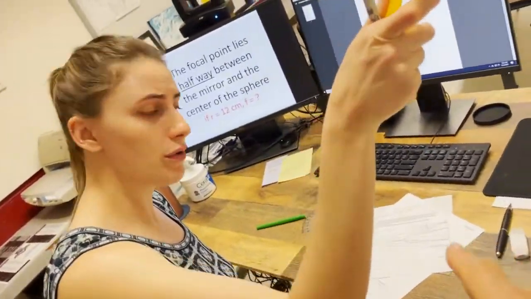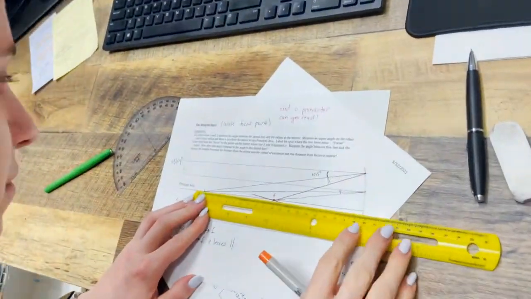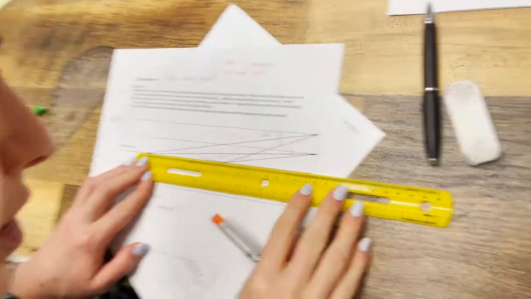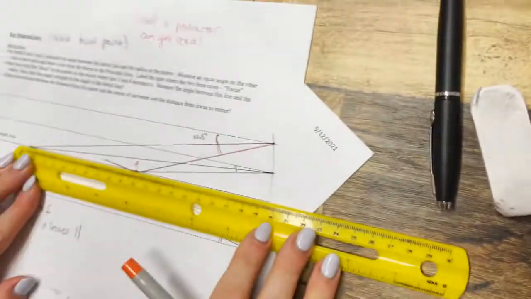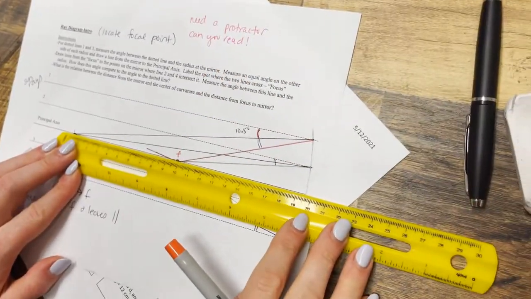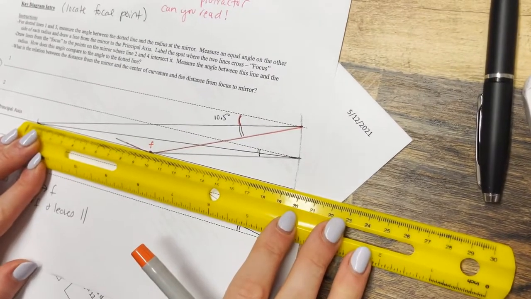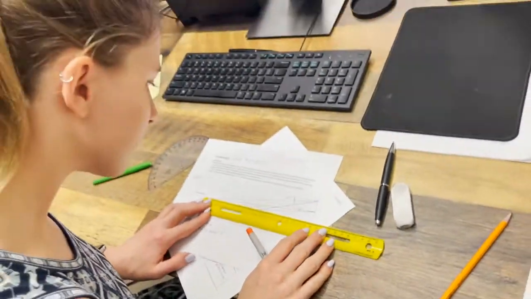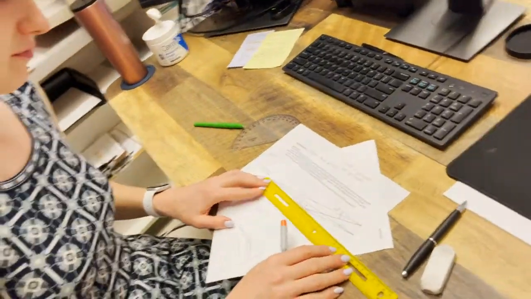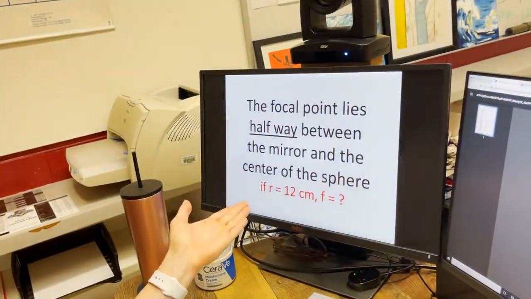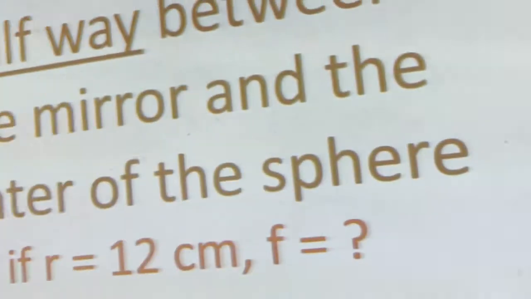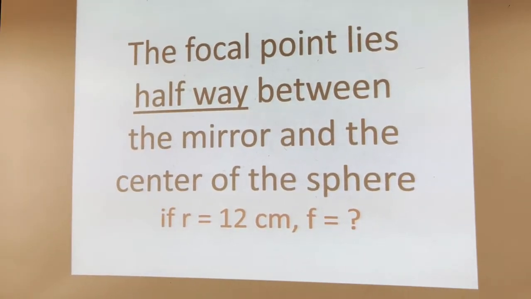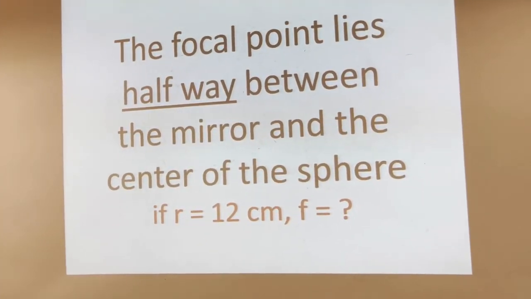So we just said, take a look at the screen again. The focal point. Measure the radius from here to the mirror. We get about 19.5. And then what's the focal point? 9 3/4. So that's about halfway, right? Yeah. So the focal point lies halfway between the mirror and the center of the sphere. Okay, so let's finish this up.